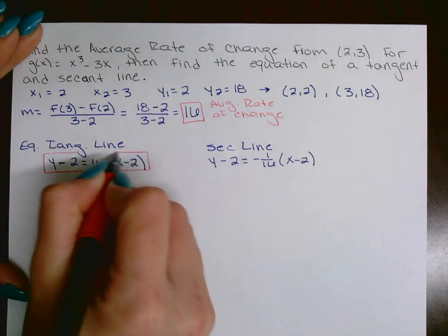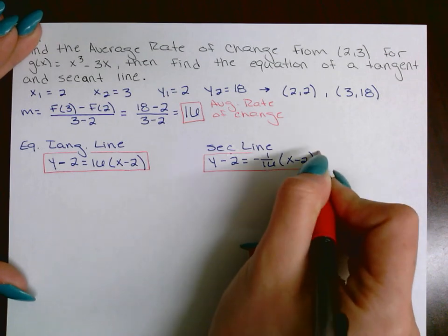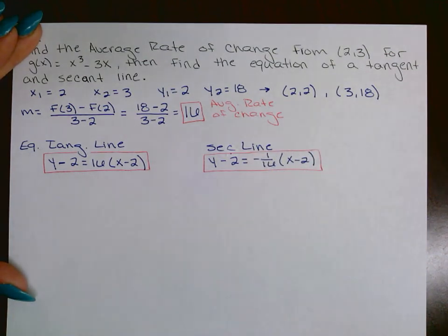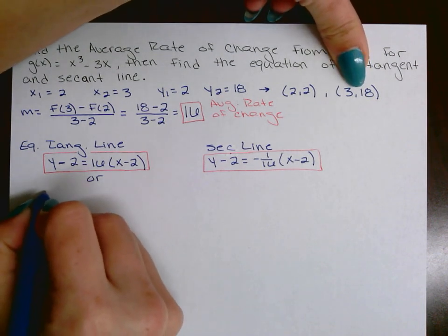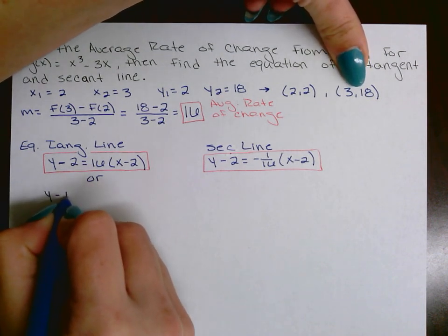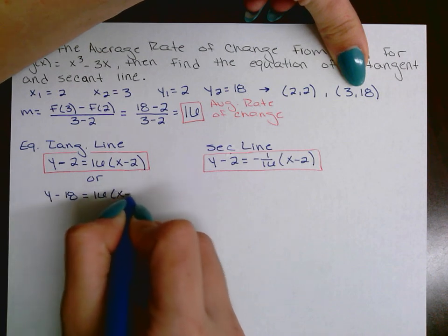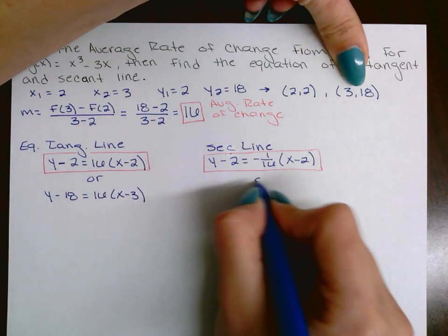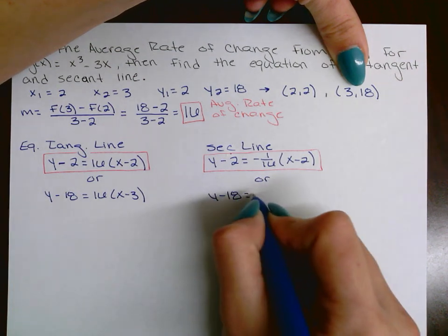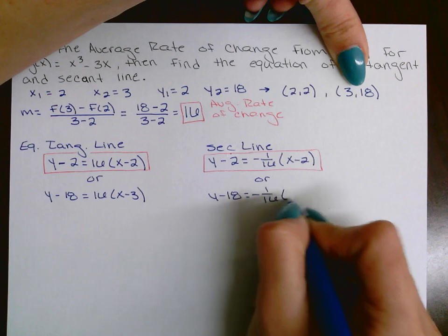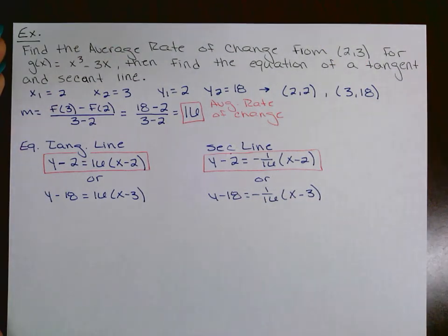Now, I'm going to write you the answers in case you chose to use the other ordered pair, which would still be full credit, okay? So I could have used this ordered pair here and said, this is another possible answer. And this is another possible answer.